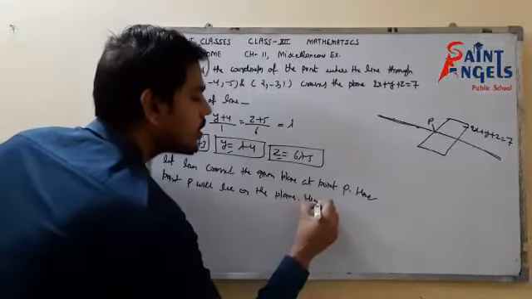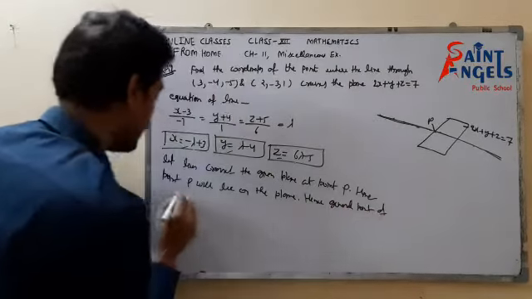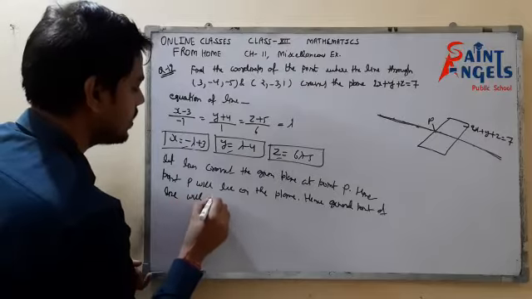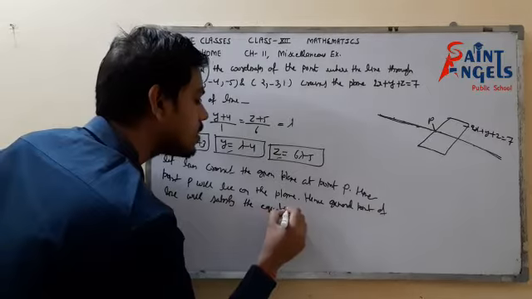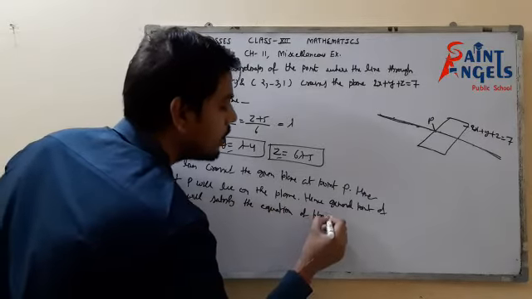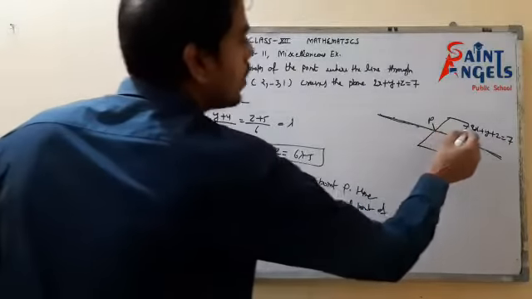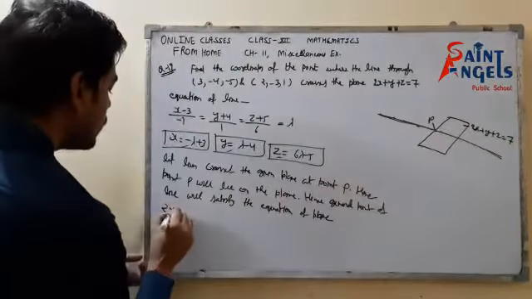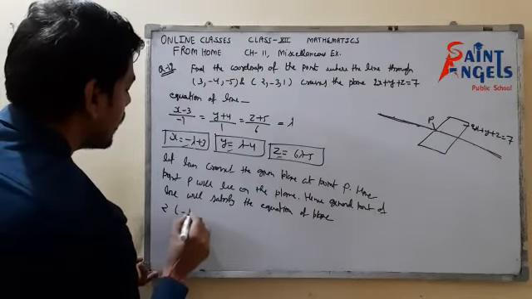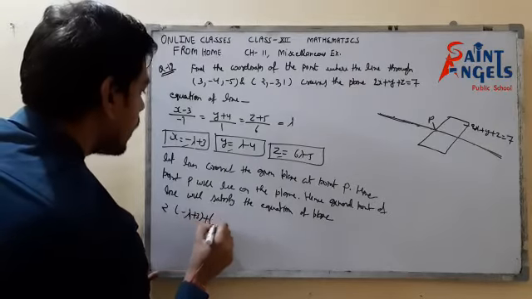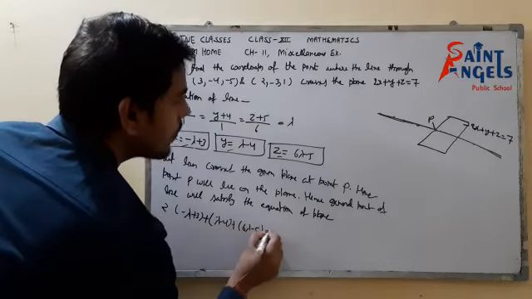So this general point of line will satisfy the equation of plane. So we will put the value of x, y and z into the equation of plane. So now just put it. Then 2x, so 2 into minus lambda plus 3, plus y, lambda minus 4, plus z, 6 lambda minus 5 equals to 7.